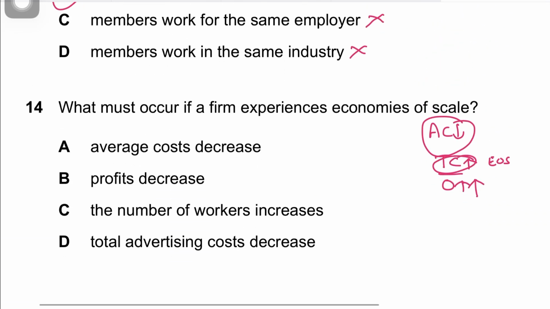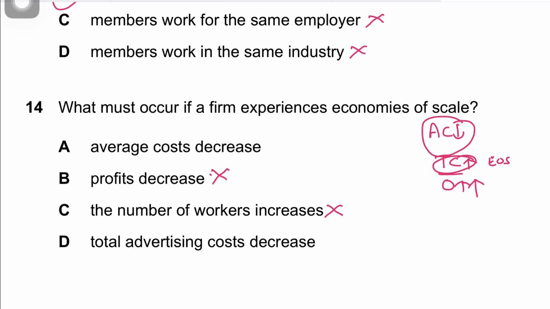Again, the rest of the options are incorrect. Profits decrease. See, economies of scale often increase profitability because cost per unit is falling. So profits do not have to decrease. Incorrect. Number of workers increases. A firm may achieve economies of scale without really increasing employment. For example, it could invest in machinery, causing technical economies of scale because of automation. So this is incorrect as well.